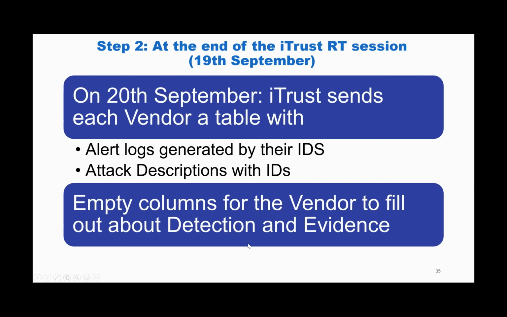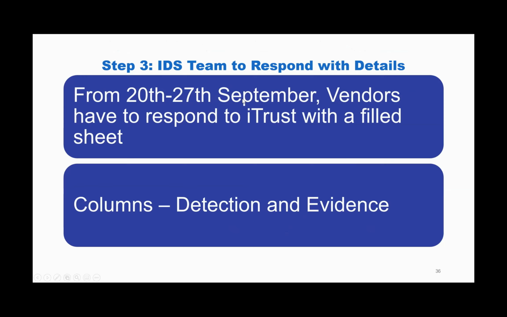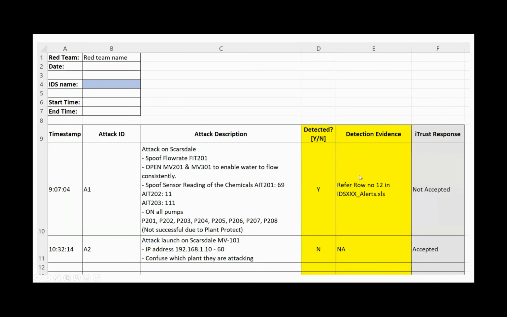These additional details will help you fill in the empty columns, which is the next step of the exercise. These empty columns will be about detection and evidence. We want to see if your IDS was able to detect those particular attacks, and we'll also ask for evidence of detection. So step 3 is for IDS teams to respond to iTrust with a filled sheet, and the columns to be filled are detection and evidence. This is what the entire structure of the sheet would look like.